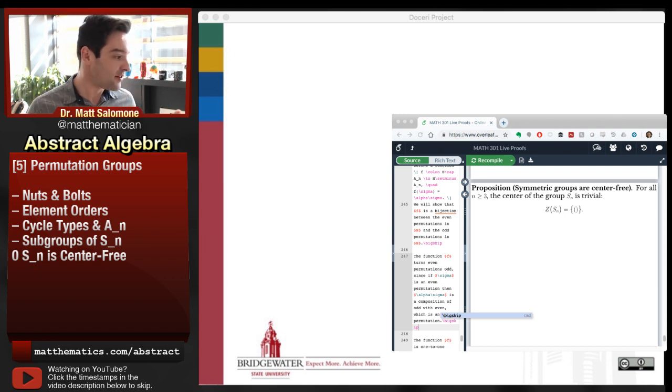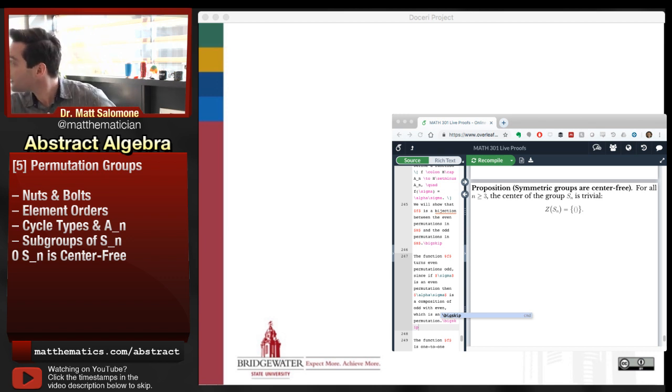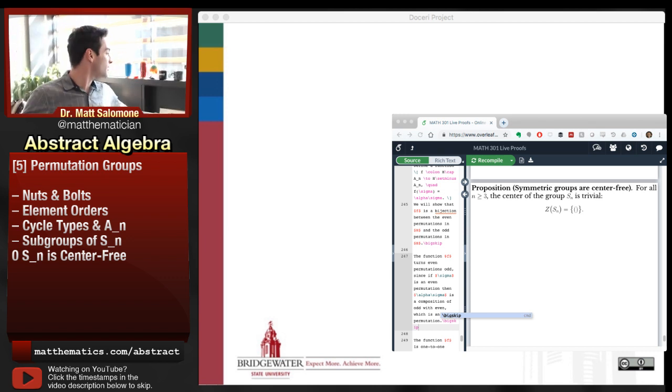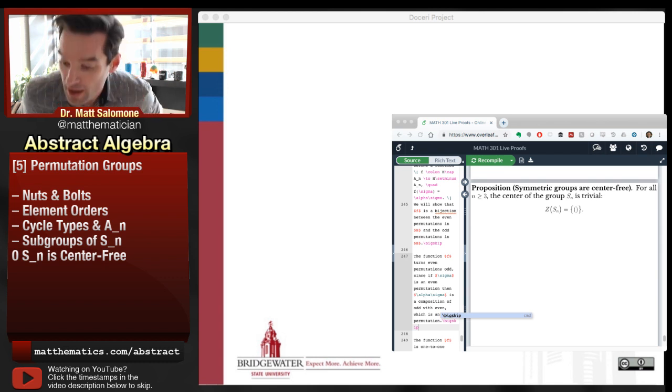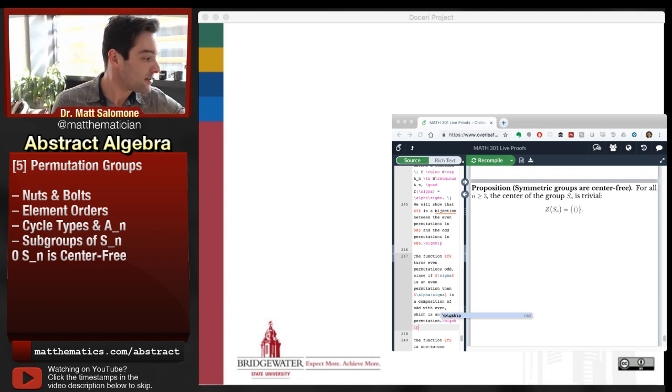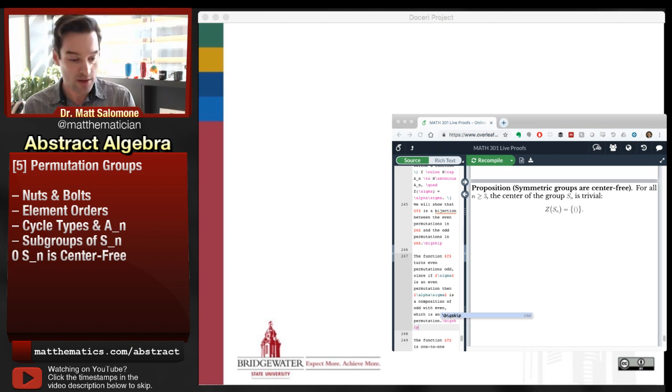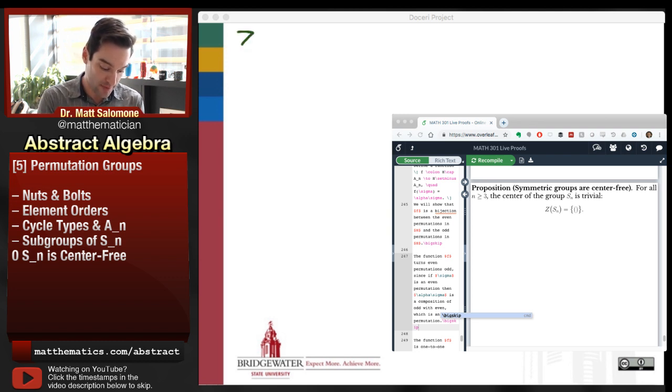And somehow I've misplaced my pencil. I don't know where it just went to. All right, well then, to finish the stream, instead of writing stuff down, let's just, well, here we go. I'll just use this as a stylus. So I want to show why the center of the group, Sn, is trivial. So Z(Sn) is trivial.